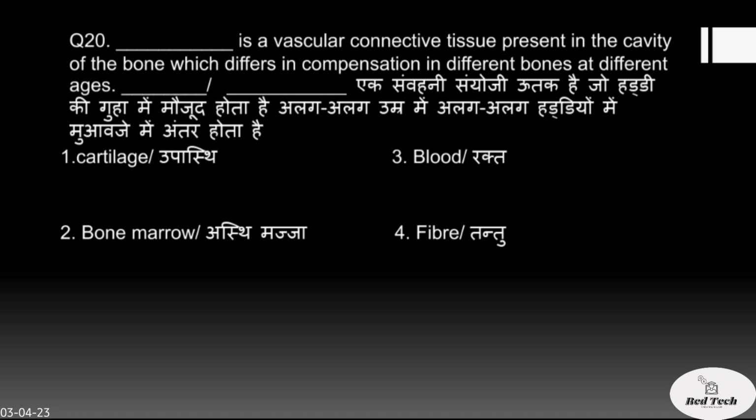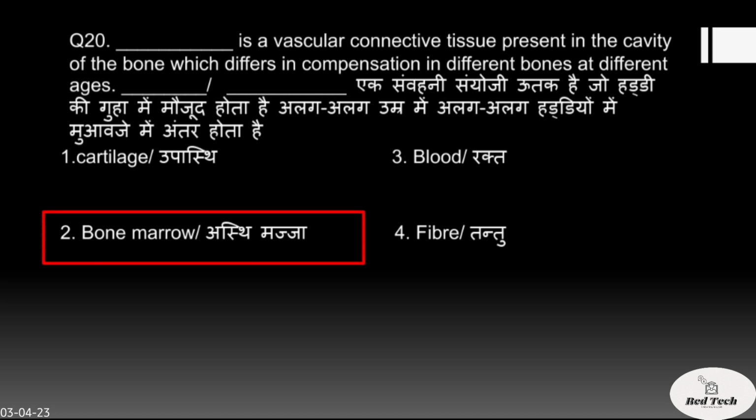The options are cartilage, bone marrow, blood, and fiber. We have to tell about the cavity in the bone. As you know, cartilage is not present in the cavity of a bone, blood is not in the cavity of the bone, and fiber also. So the right answer is bone marrow. Option number 2 is the right answer. Bone marrow is present in the middle of different bones, and it shows different composition at different ages. I hope that if you go through the options, you can easily answer this question.